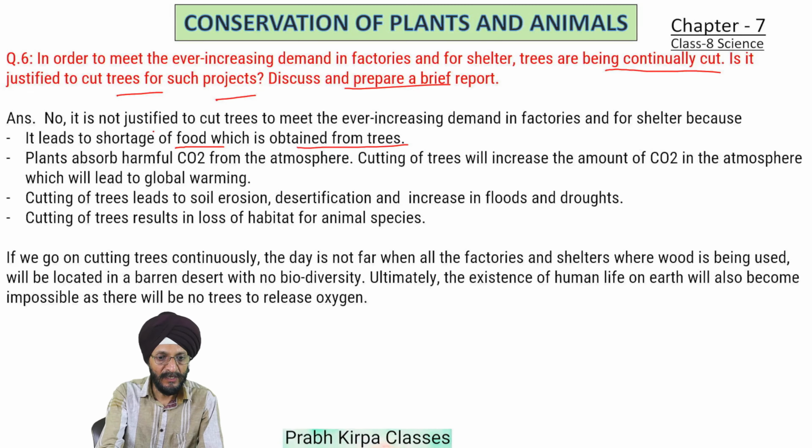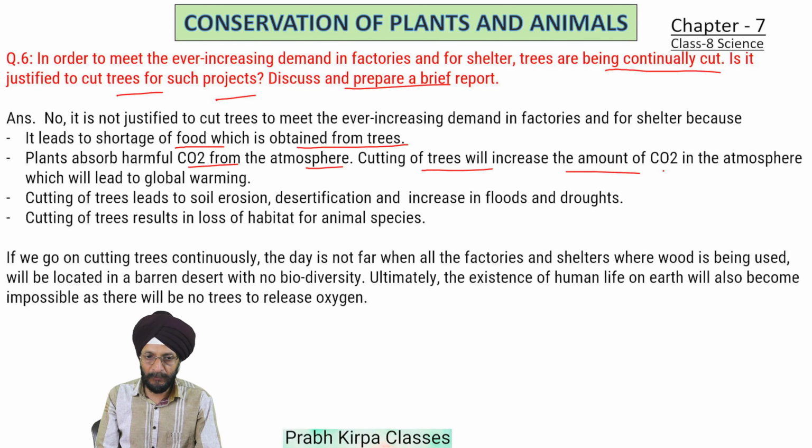Next reason is plants absorb carbon dioxide from the atmosphere. Cutting of trees will increase the amount of carbon dioxide in the atmosphere, which will lead to global warming. Cutting of trees leads to soil erosion, desertification, and increase in floods and droughts. Cutting of trees also results in loss of habitat for animal species.